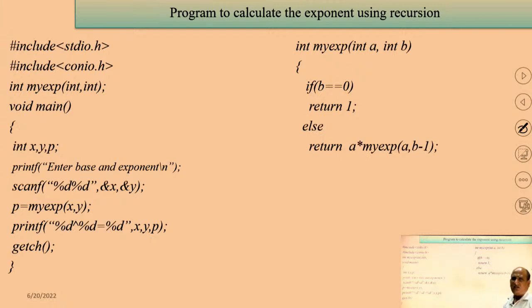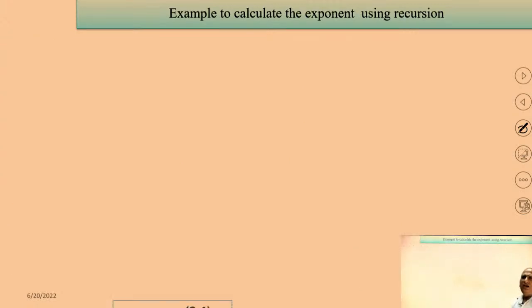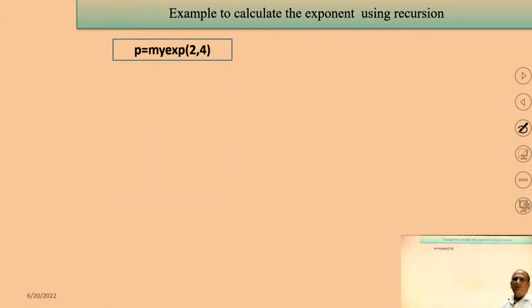Otherwise it returns a into my x a comma b minus 1. This way, when the my x function is called from the main function, control will come here. Let us say we have taken input 2 and 4, so the value of a is 2 and the value of b is 4, then 2 to the power 4, 16, will be calculated like this.